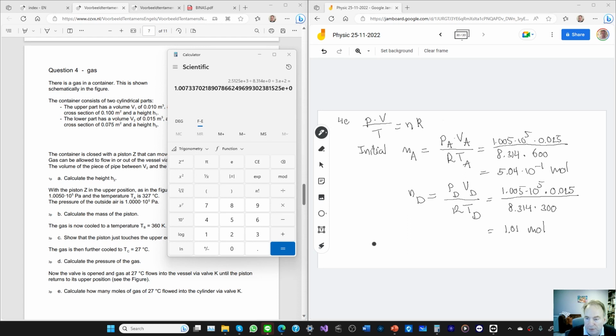So then we have finally 1.01, and initially we had 0.504. Because of the error, I don't even need to care about this digit, so subtract these: 0.51 mole flowed in.